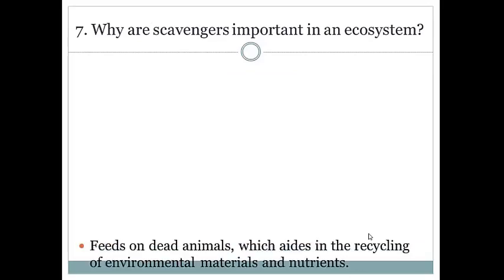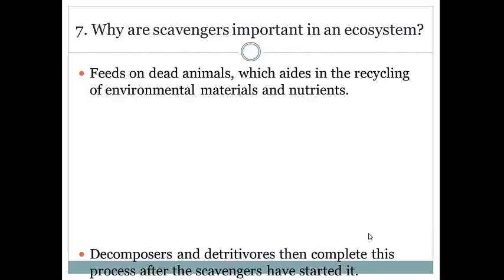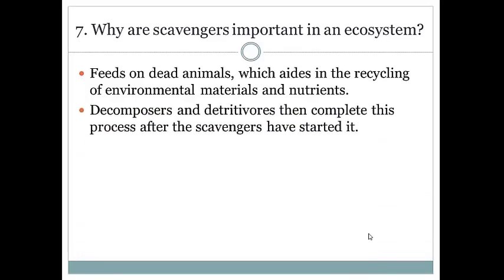Scavengers, why are they important? Scavengers feed on dead animals. Basically what this does is speed up and aid the recycling of environmental materials and nutrients. This is the job of bacteria and detritivore decomposers, but the scavengers begin this process, and the decomposers and detritivores then complete it once the scavengers have started it. So it kind of speeds things up. Those scavengers break down that dead, decaying matter, and then the decomposers and detritivores can move in.